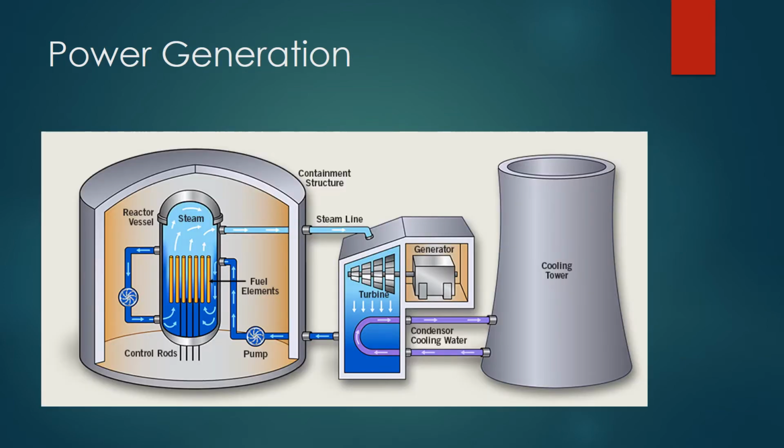Nuclear power generation happens in the reactor vessel. In the fuel elements, a fission process occurs, releasing approximately 200 MeV of energy per U-235 nucleus. That energy creates heat, boiling the water in the vessel. The steam goes up and through a steam line, turning a turbine and creating electrical energy through a generator.